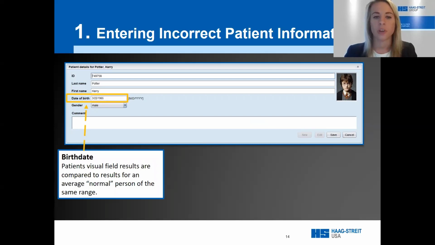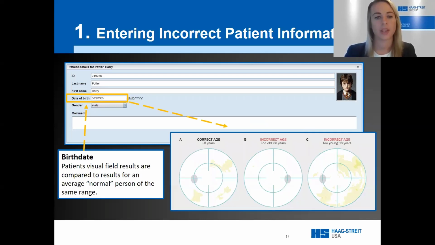Patient's visual field results are compared to the data for an average normal person of the same age. It wouldn't be fair to compare an 85-year-old patient's results to a 20-year-old's average normal. As shown here, if the date of birth of a 58-year-old is incorrectly entered so that the patient's age is 88 in the perimeter, the results will be artificially good. If the same patient is entered in as an 18-year-old, the results will artificially be bad.